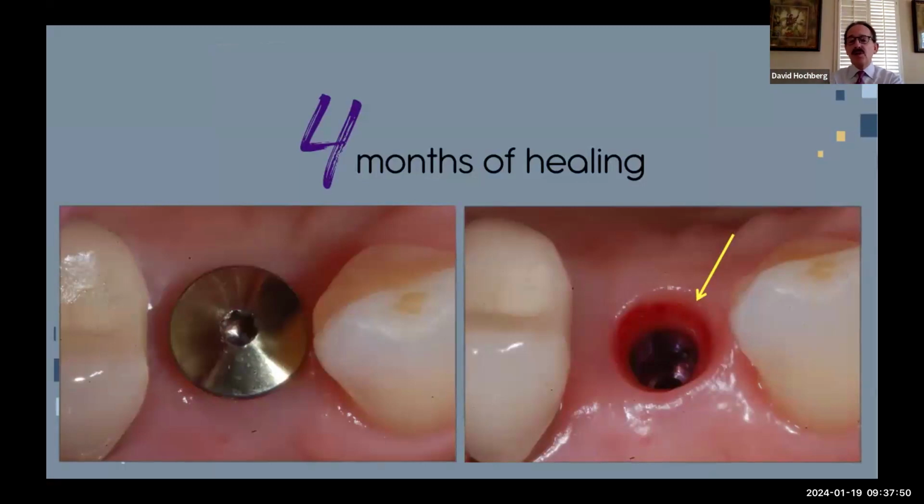You unscrewed the crown, and that little arrow in the right image will show you that the tissue is pink. Many years ago, Dr. Hunt told me it's all about the tissue. If you see pink, lovely tissue standing at attention, you know your implant is going to be healthy. And 90% of the time, 95% of the time, it is. That tissue is standing up, it's dense, and it's keratinized, and it's perfect for a long living restoration on your implant.